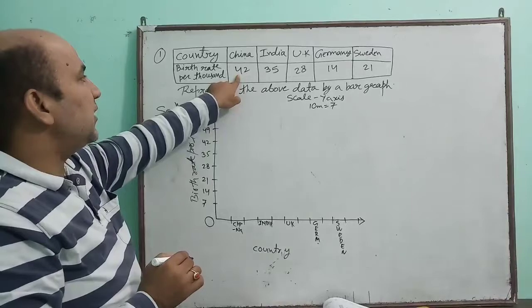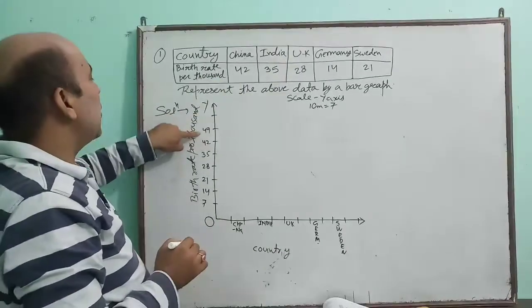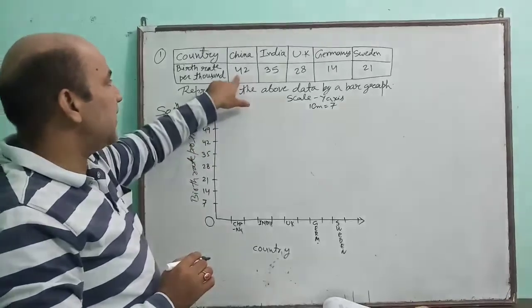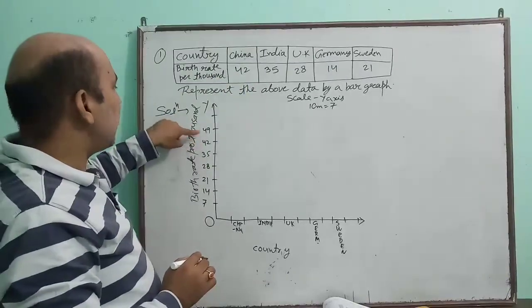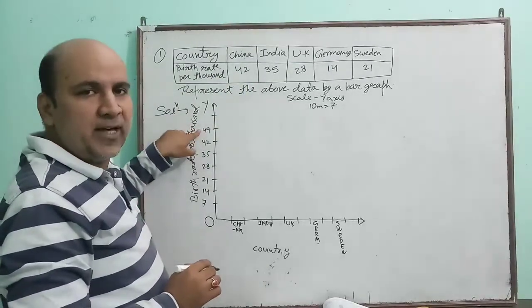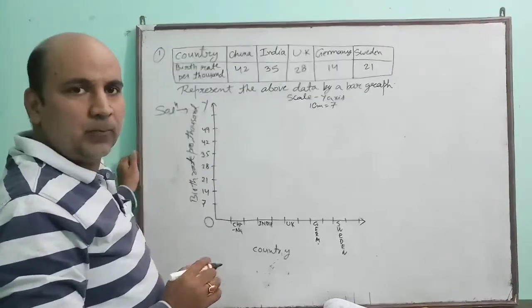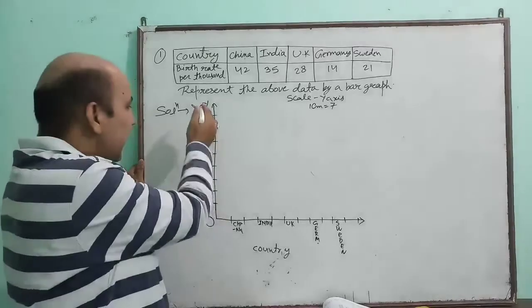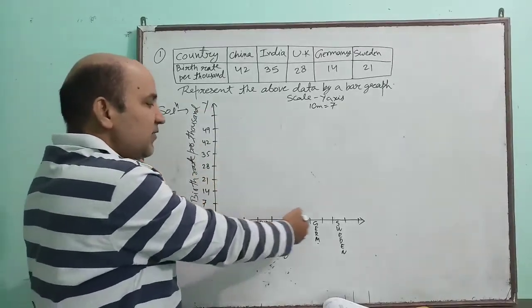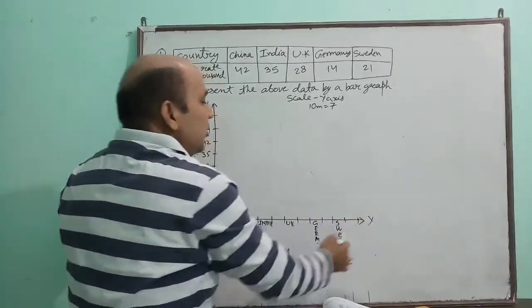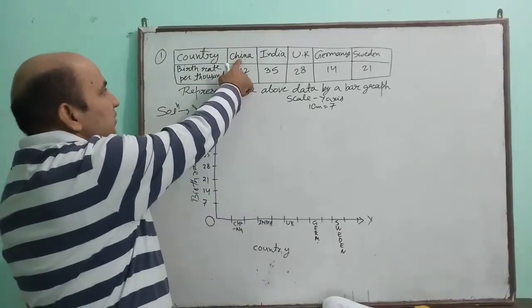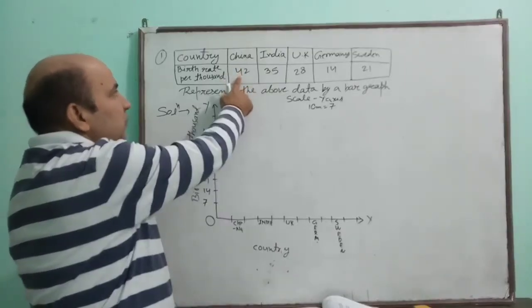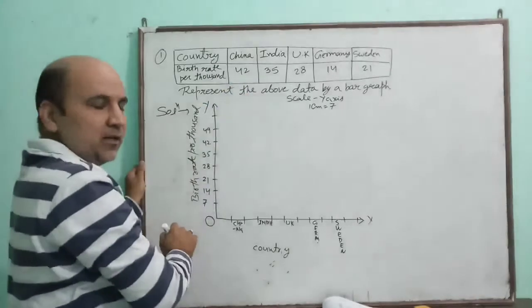Here the maximum number is 42, so one more for that we will denote on our scale. The last maximum number is 42, so after 42 here will be 49. So till here we will denote. Okay, now after taking the scale and writing on the y-axis and the observation on the x-axis, we will read the first observation and its frequency. China has the birth rate 42 per thousand.